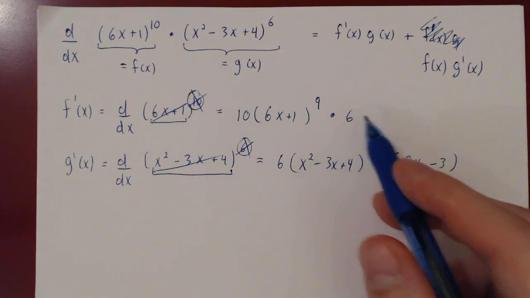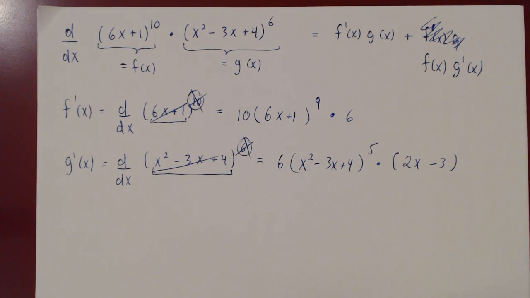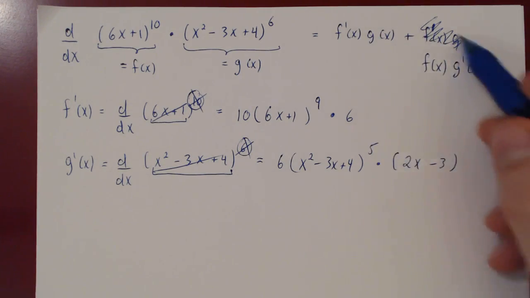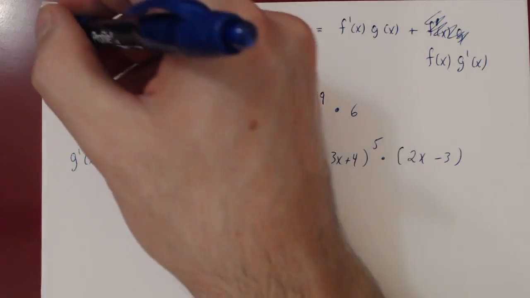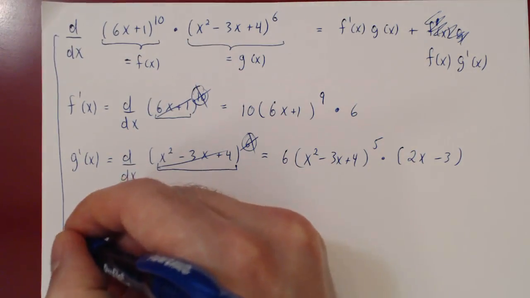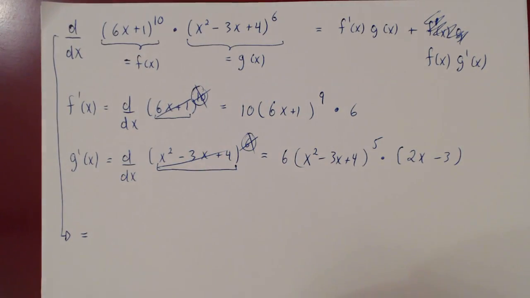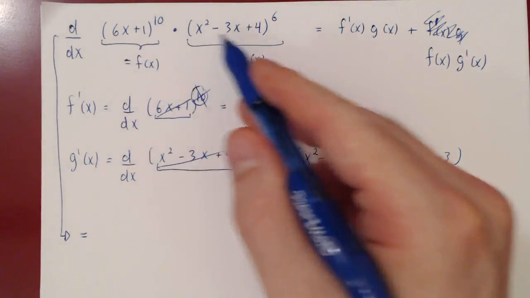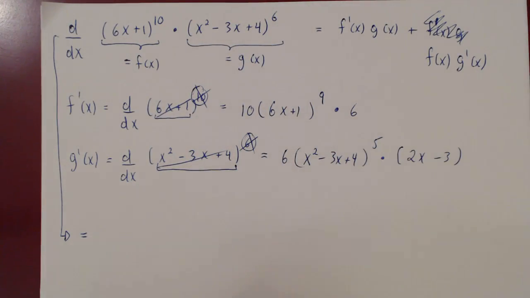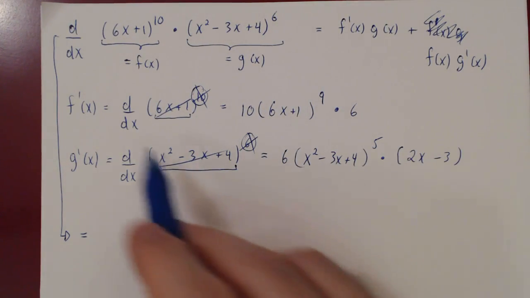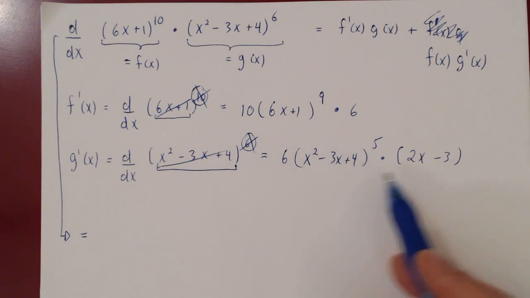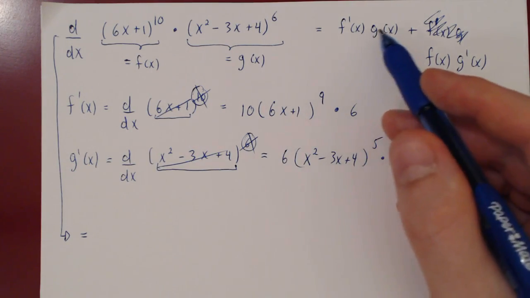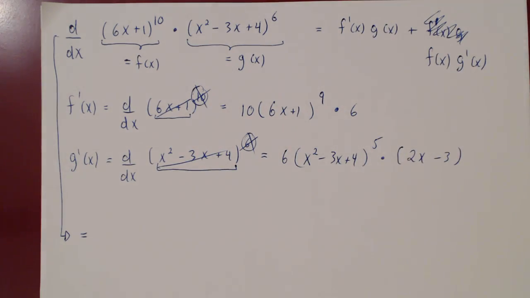So we have our f prime of x and we have our g prime of x. And now we can replace in the expression. So the derivative of this function times this function, and now the rest is algebra, right? We found the derivative of both f and g using the chain rule. Now it's a matter of plugging it in and simplifying as much as we can.